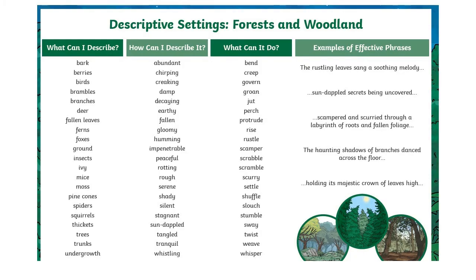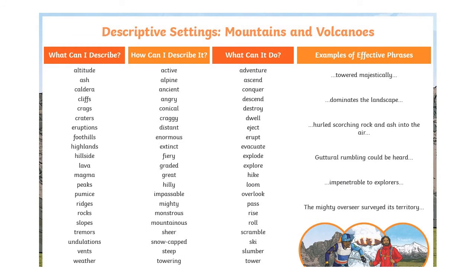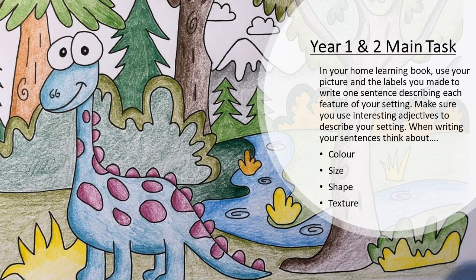In today's main task, you will be taking your labelled drawing of your setting and writing a more detailed description. If you've chosen a forest, here is a word mat to help you use ambitious vocabulary. If you've chosen a rainforest or a jungle, here's a word mat to help you use ambitious vocabulary. And if you've decided to use a mountain or volcanoes as your new setting description, here is a word mat to support your learning.